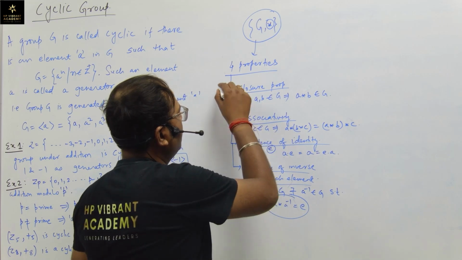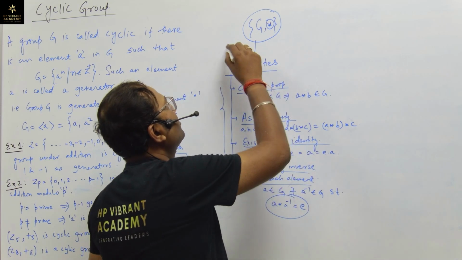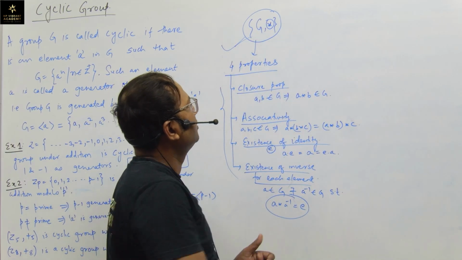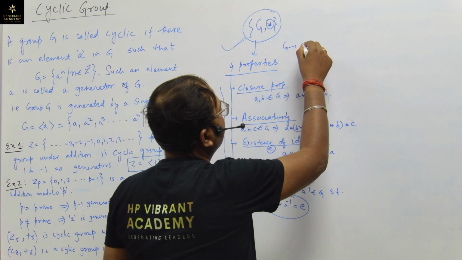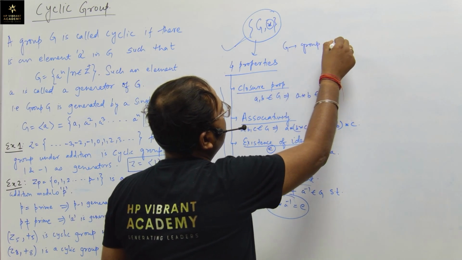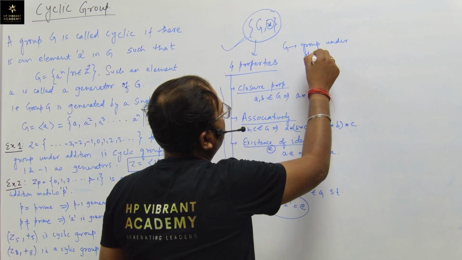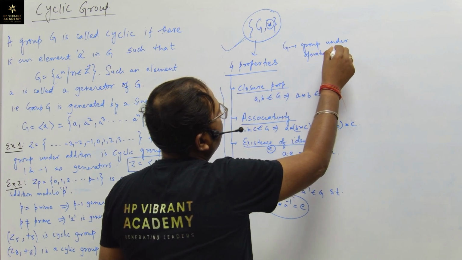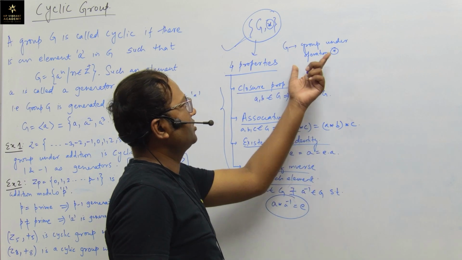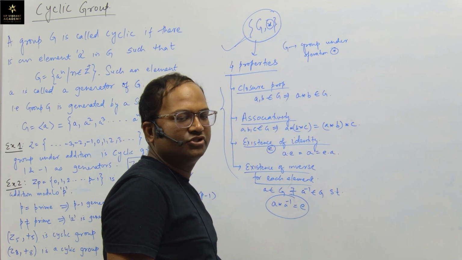If these four properties are satisfied by this algebraic structure, then we call G a group under the operation star. So under this operation star we have a group G.